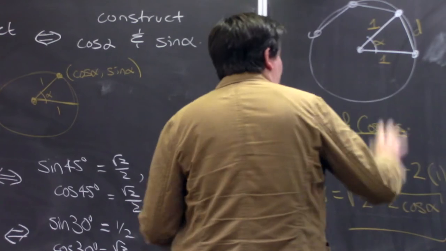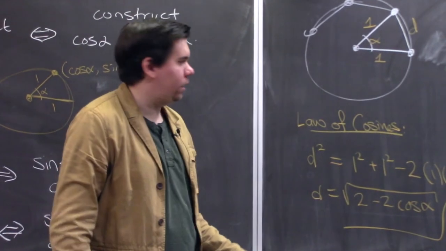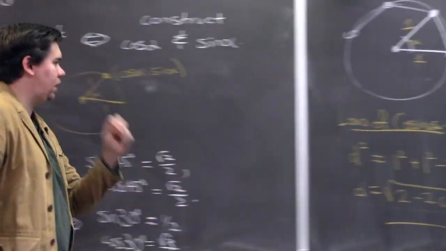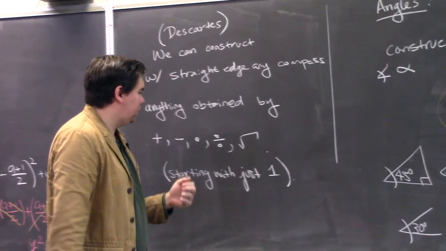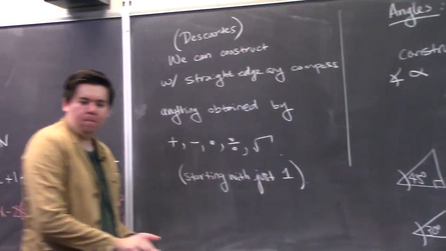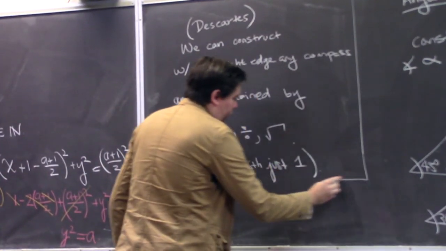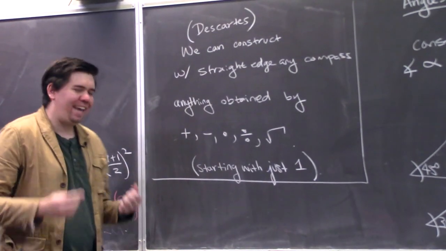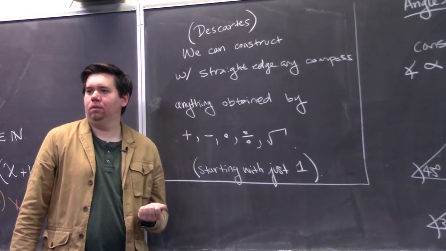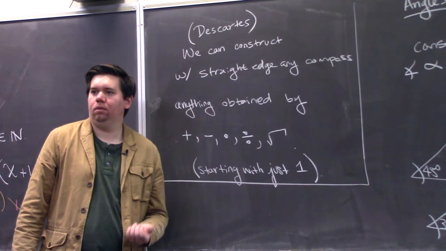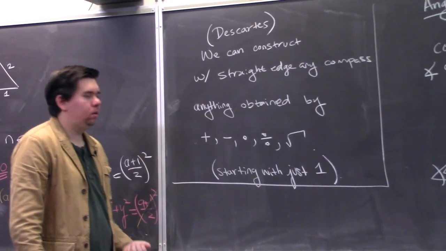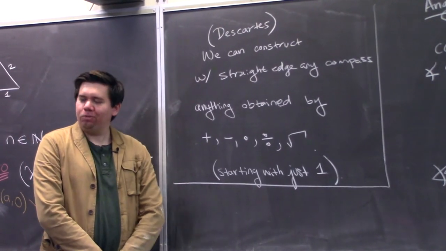But you might think that's where the story ends, but it doesn't end there. So this is the 1600s, Descartes celebrating, but there's something he didn't address. And it doesn't get addressed for another couple hundred years. What can't you construct? That's where we'll pick up next time.